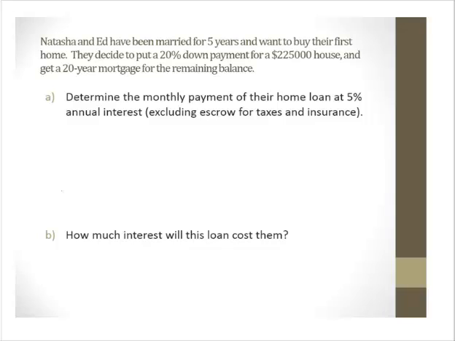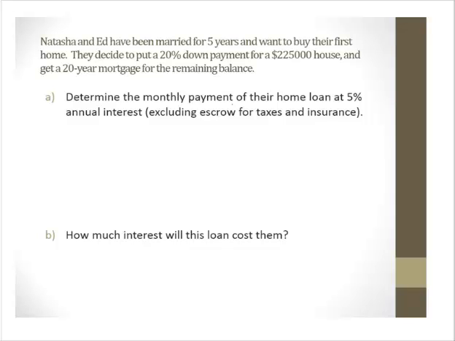Natasha and Ed have been married for 5 years and want to buy their first home. They decide to put a 20% down payment for a $225,000 house and get a 20-year mortgage for the remaining balance. Determine the monthly payment of their home loan at 5% annual interest, excluding escrow for taxes and insurance. So just worrying about the loan.